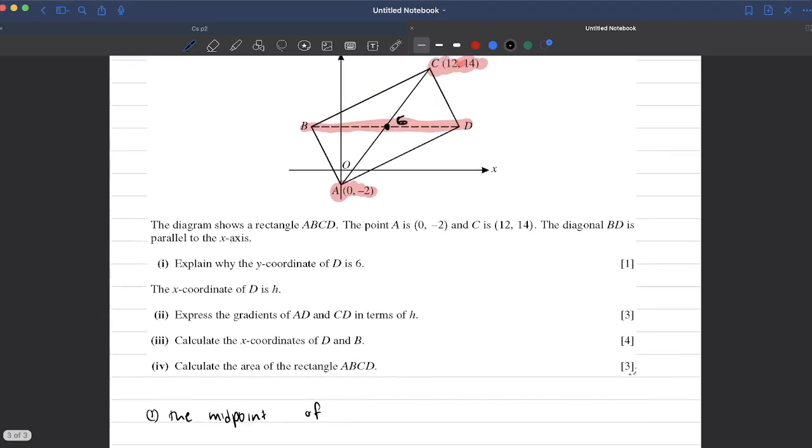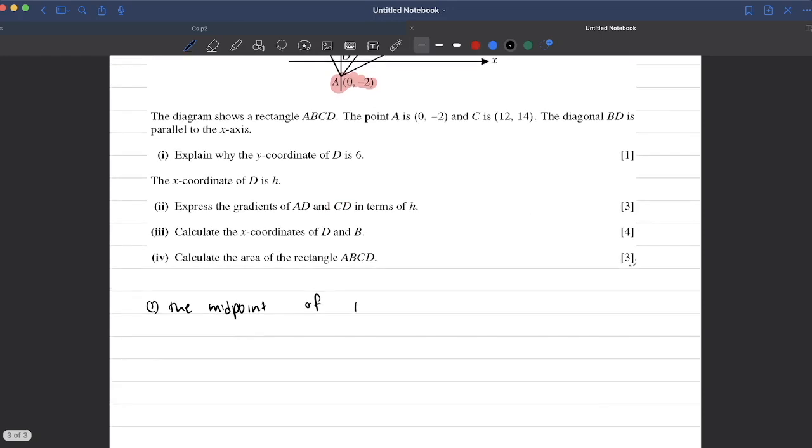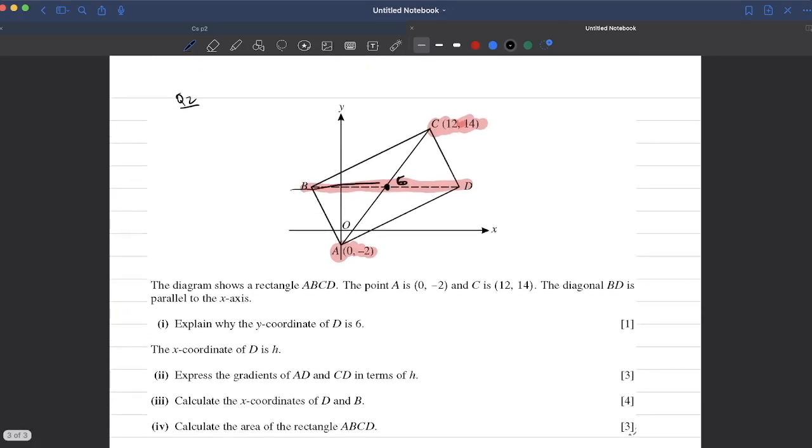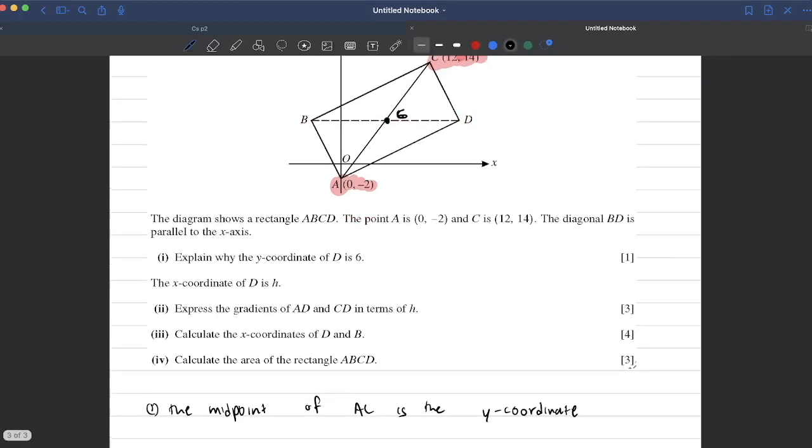So therefore, where the two lines meet, the midpoint of AC is the y coordinate. Okay, therefore, because the midpoint of this will give us the y coordinate, the y axis. Therefore, it will be like that. Okay, let's go to the next question.